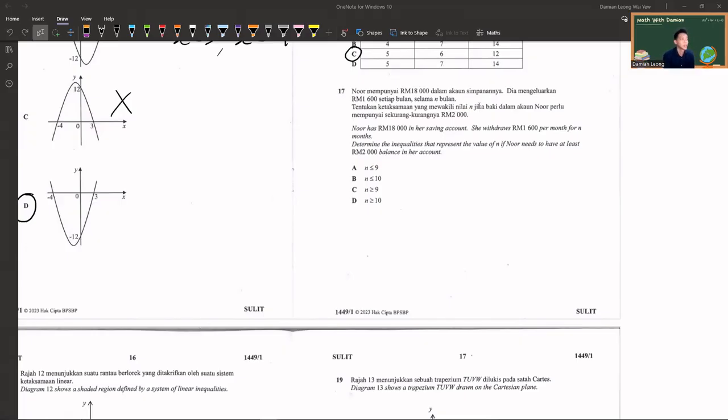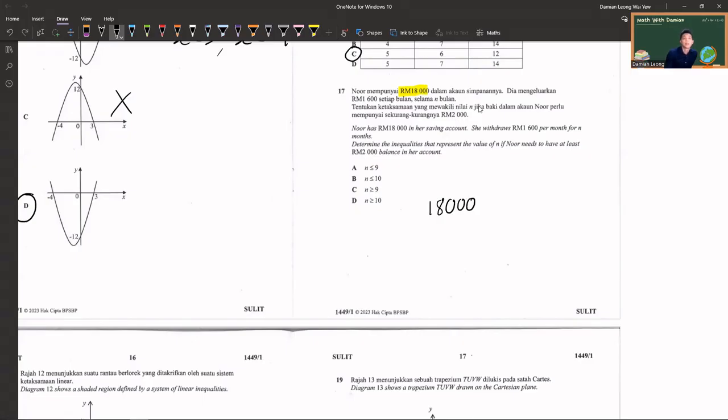So, ketaksamaan linear ini merupakan ketaksamaan linear dalam satu pemboleh ubah, with one unknown. Okay, so with one variable. The only variable I have is N. So we have to form the situation and then the inequality. We go through the information part by part. We start with 18,000 ringgit.